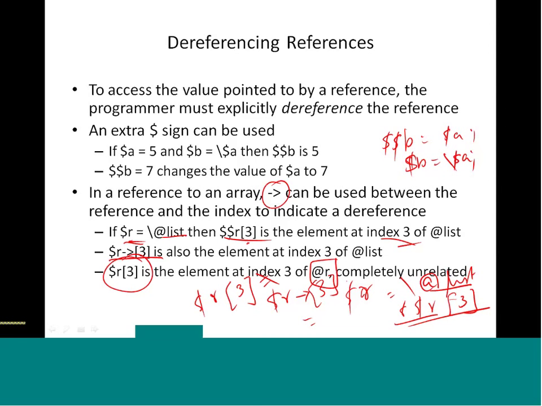So see the difference, here it's @R and here it's @list. Since these two are different, this is not the same as this, so don't use this for this. If you want to use the list's third element with the reference, then use this or this. And if you want to refer to the fourth element, index 3 of array R, then use this.